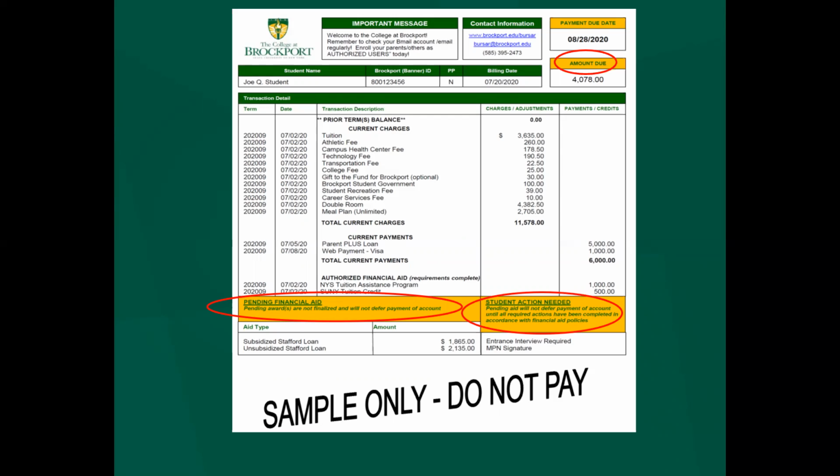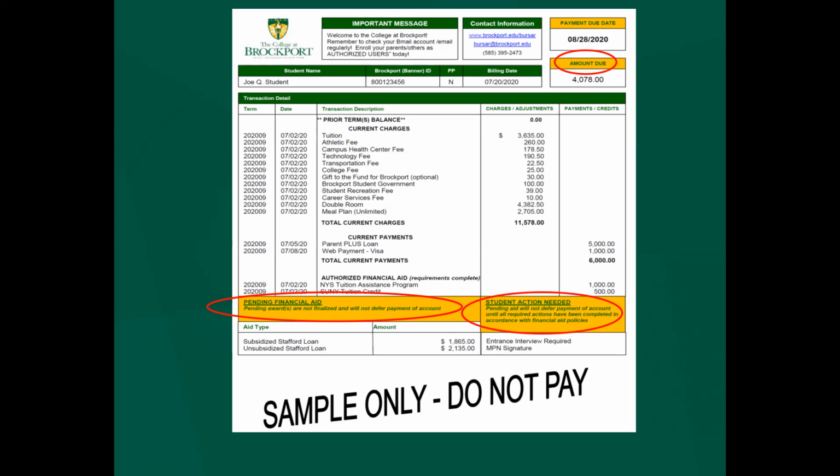The easiest way to read this bill is to move from left to right, going across by each line. In the far left column, you have the term or semester. This bill in particular is for the fall 2020 term. Moving immediately to the right, we have the date. This column represents any transaction, so the date of a charge or of a payment that is made. Moving further to the right, in the middle column, we have the transaction description.